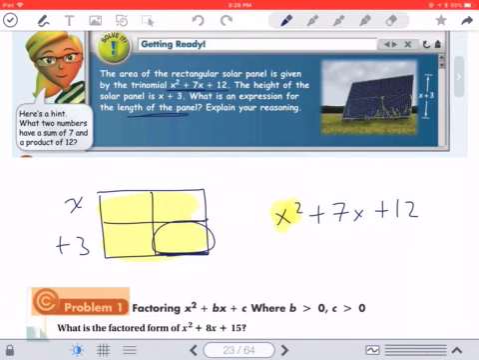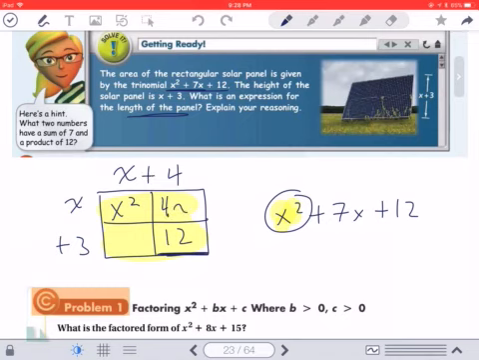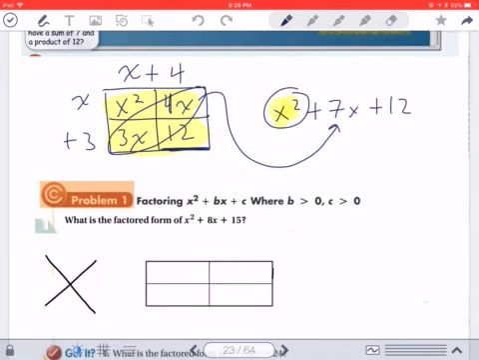Well, if you think about it, what is going to get me to 12 right here in this box? Well, it's got to be a 4. And what is going to get me to x squared? Well, this has to be an x, so it's got to be x squared. And once I figure those things out, the rest falls into place. This is going to be 4x. This is going to be 3x, and together 4x and 3x is going to be 7x. Okay? So let's look at problem 1.